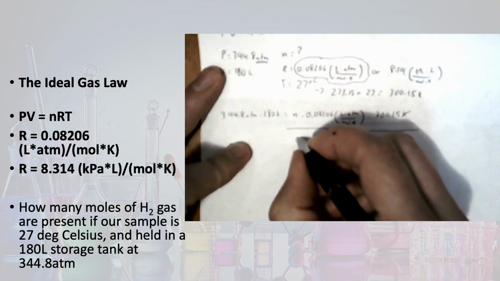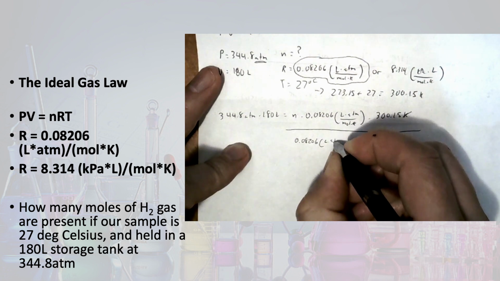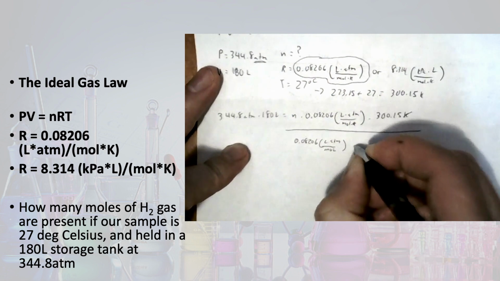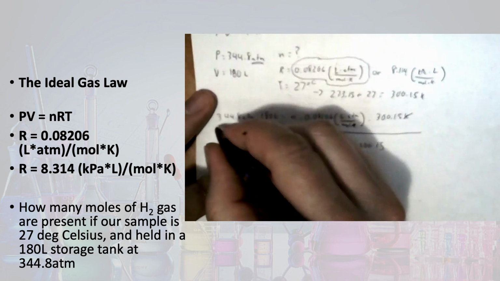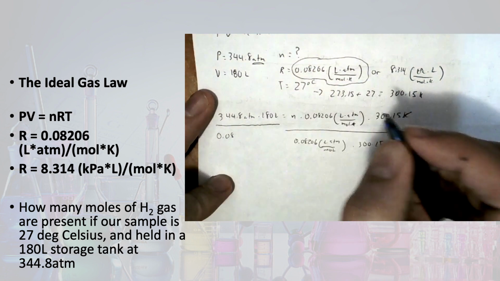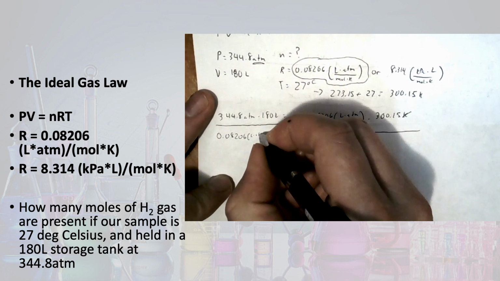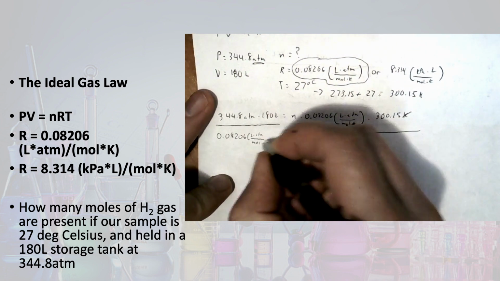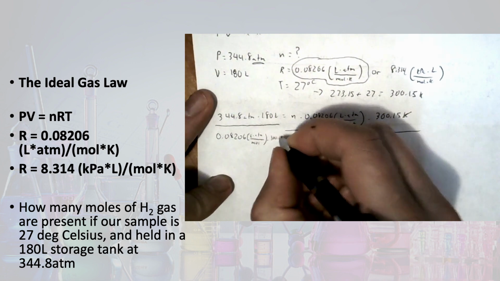Next, we're going to divide both sides by 0.08206 along with the remaining units. And we're going to also divide this side by 300.15. Next, we'll divide the left by these as well. So it's 344.8 atmospheres times 180 liters divided by our R value with the remaining units and our numeric value for temperature, minus the units because we've already canceled them out.